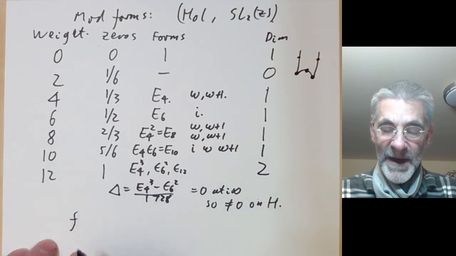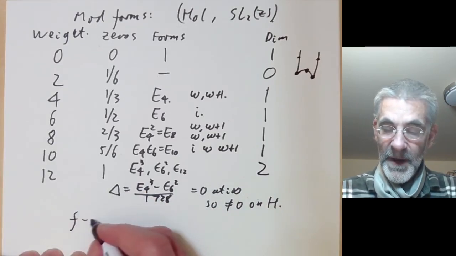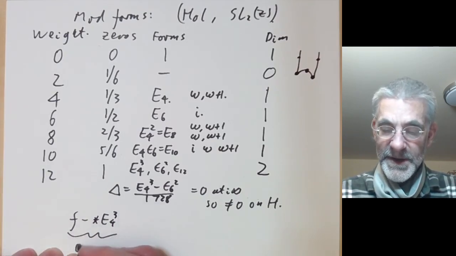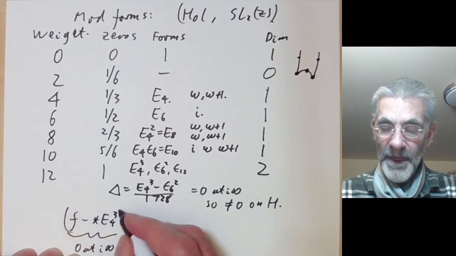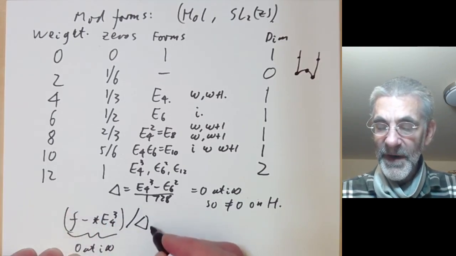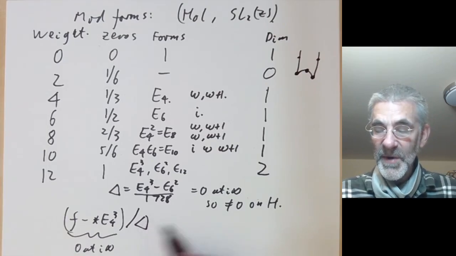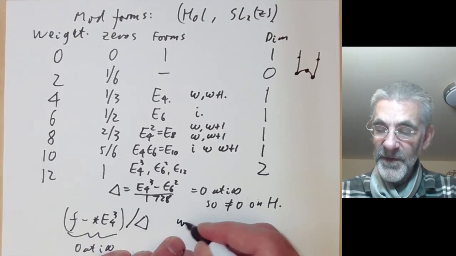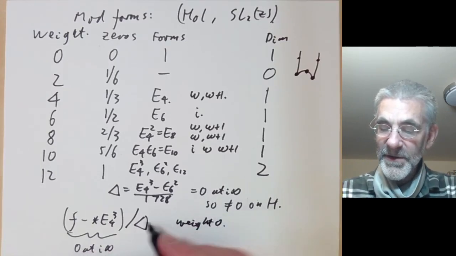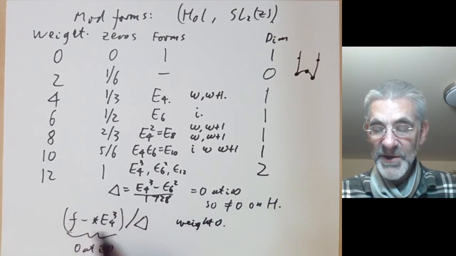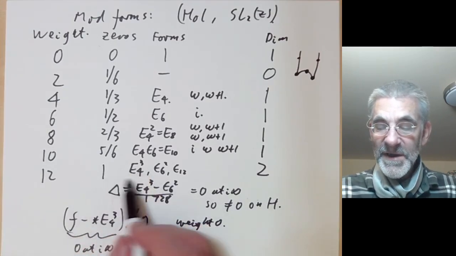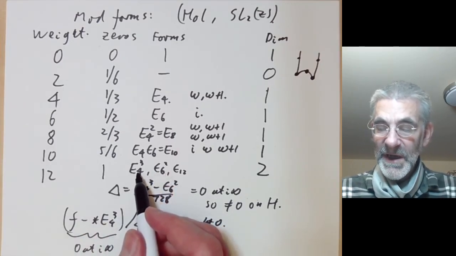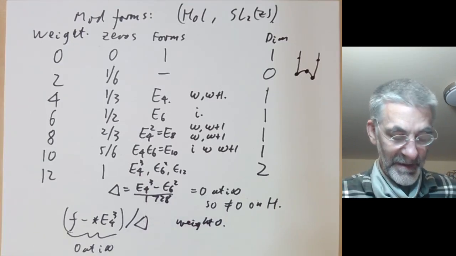So let's take any modular form of weight 12. You subtract a multiple of E4 cubed to make it 0 at i infinity. And since it's 0 at i infinity, we can then divide by the discriminant, because the discriminant is non-zero on H. So this is now a holomorphic modular form of weight 0, so it must be a constant, and there's only a one-dimensional space of these. So we see the space of modular forms of weight 12 is just two-dimensional. Everything can be written as something times E4 cubed plus something times delta.